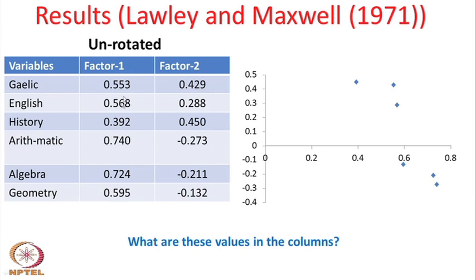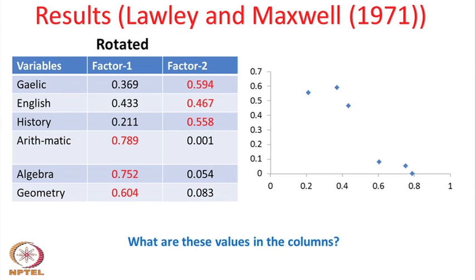You see now these loadings. If I look at the loadings from the arithmetic, algebra, geometry point of view, under factor 2 they are 0.001, 0.054, 0.083, almost 0 loading, but they are very highly loaded with factor 1: 0.789, 0.752 and 0.603. And for the other 3 variables, at least you can see they have higher loading with factor 2 in comparison to factor 1. So, this is a better picture.